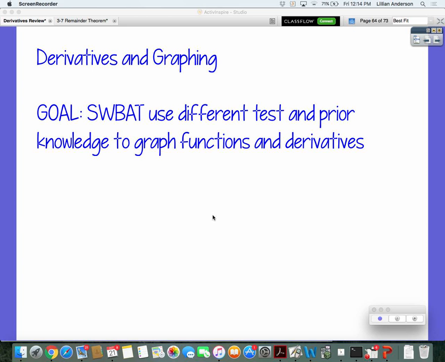Alright, so we're talking about derivatives and graphing. You'll be able to use different tests and prior knowledge to graph functions and derivatives. Okay, let's get down to the goal now. Know what you're accomplishing by the end of the period.